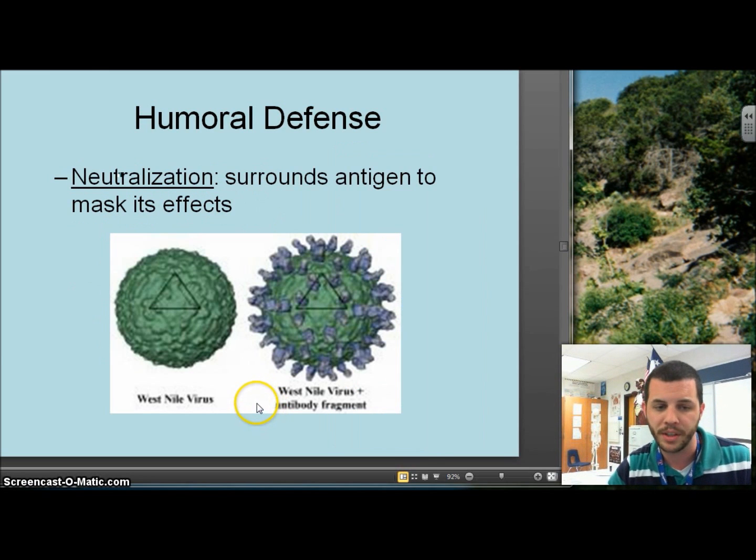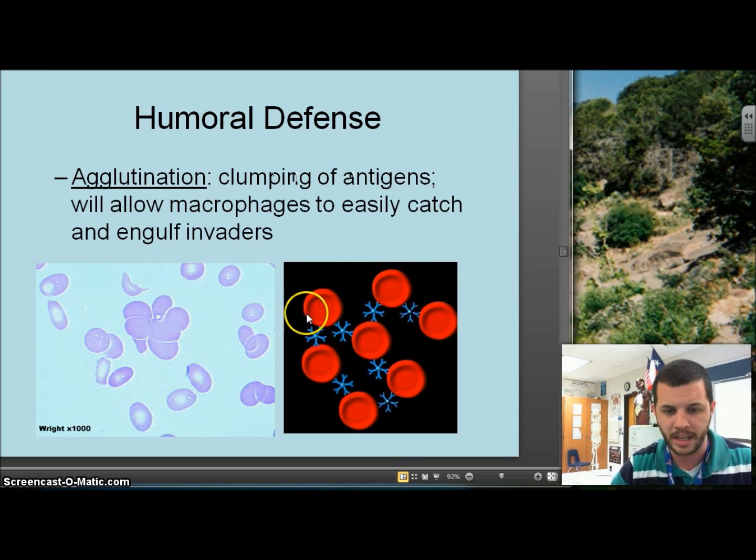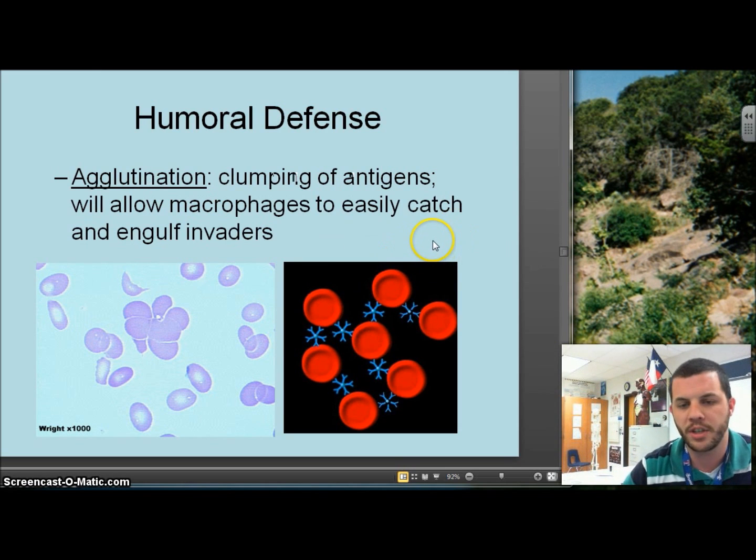We also have what's called neutralization. Neutralization is where you have all of these antibodies which are going to attach themselves to the pathogen, and then it's going to basically render the pathogen useless. Okay, it's going to mask the pathogen to where it can't even do anything anymore because now it's covered in antibodies. Lastly, we have agglutination. Agglutination is clumping. This is very similar to what happens when you have two different blood types which mix together. They're going to clump, and then that's going to allow macrophages to come in and engulf them and destroy them.